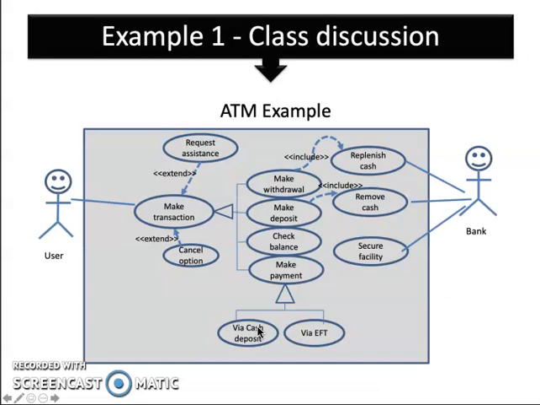Also, let me point out that when we write the use case, remember that I said this is a functional requirement. The use case must be written as a verb. So make a transaction, a verb and subject, or is it verb and object? And you'll notice that in all of our examples, it's written like that.